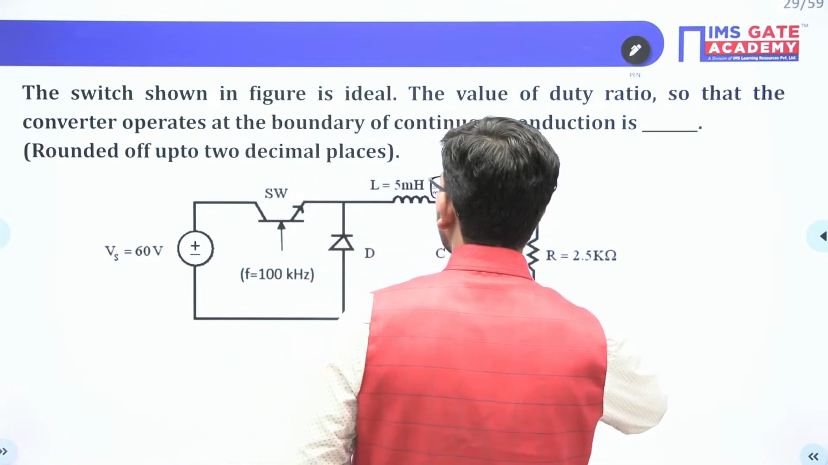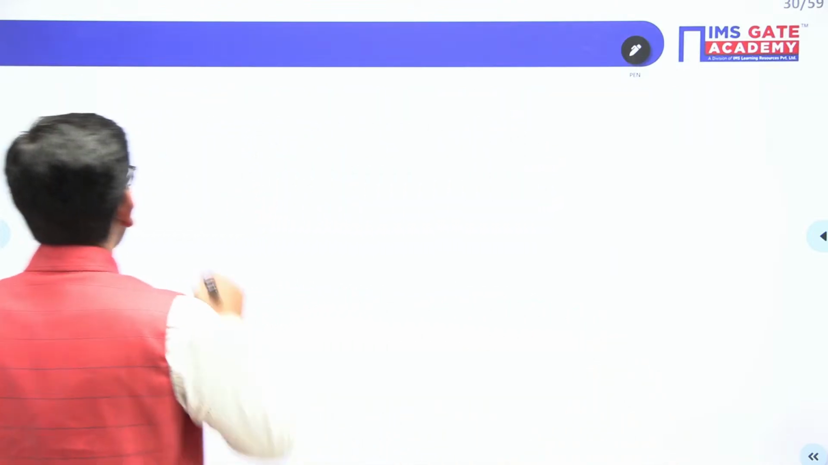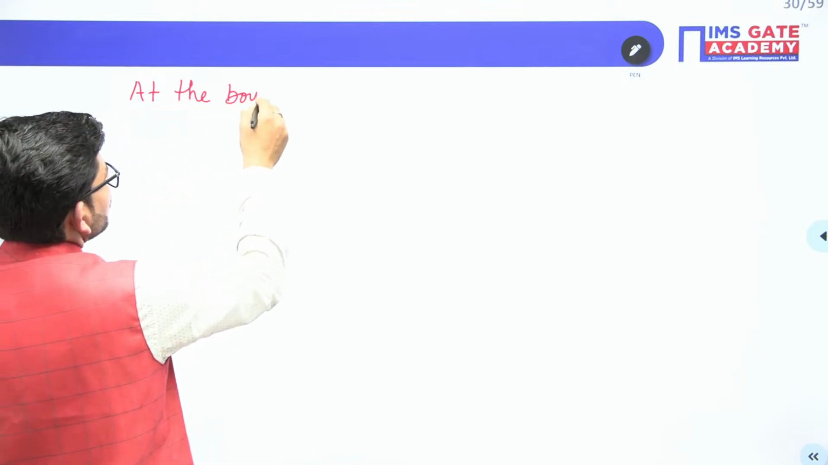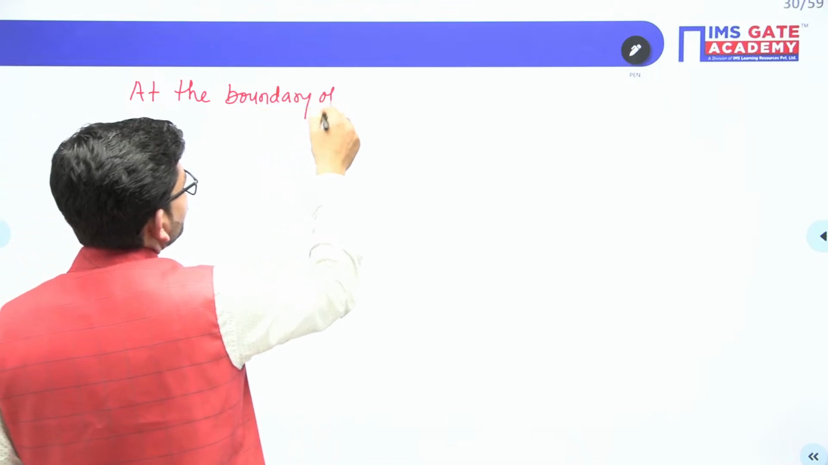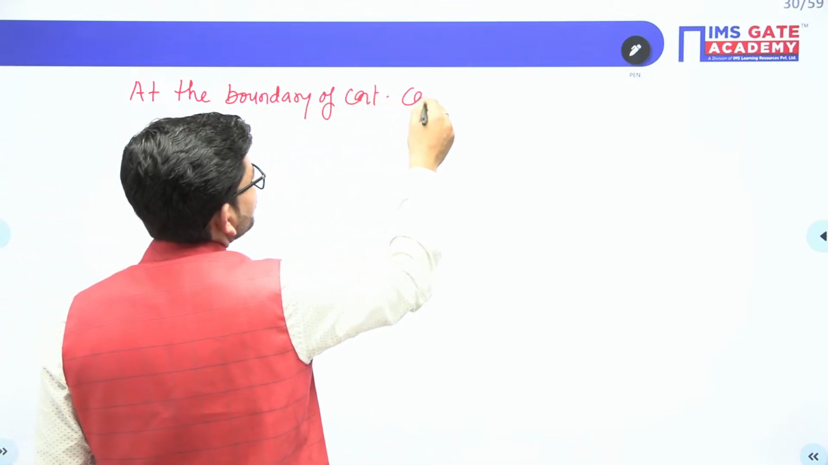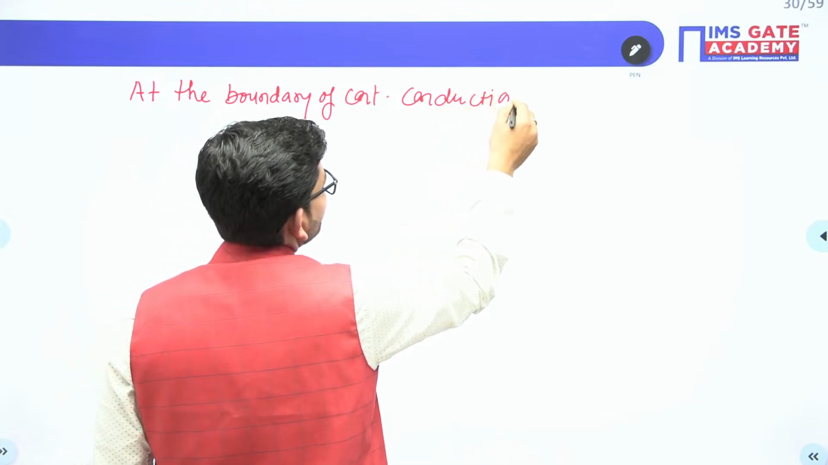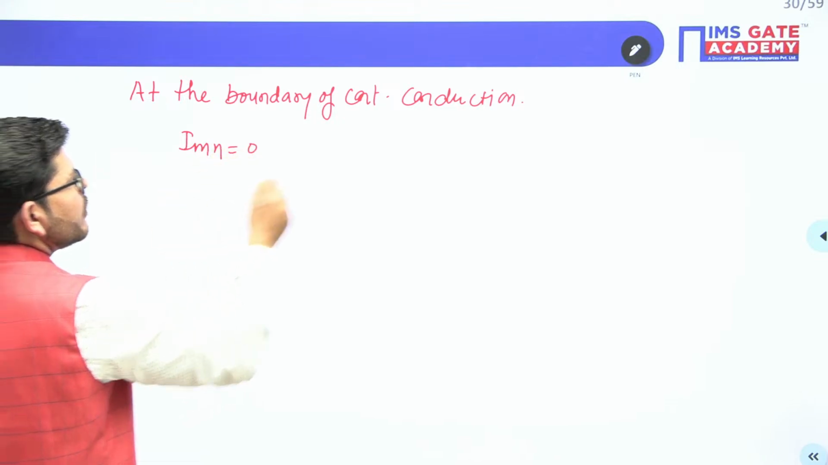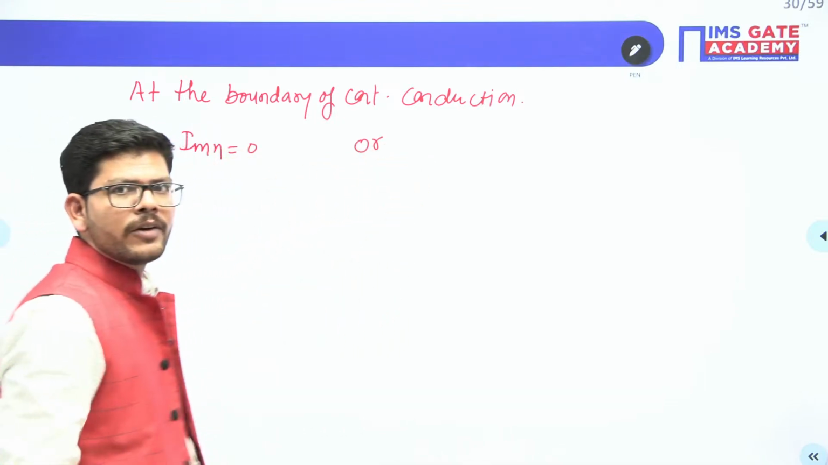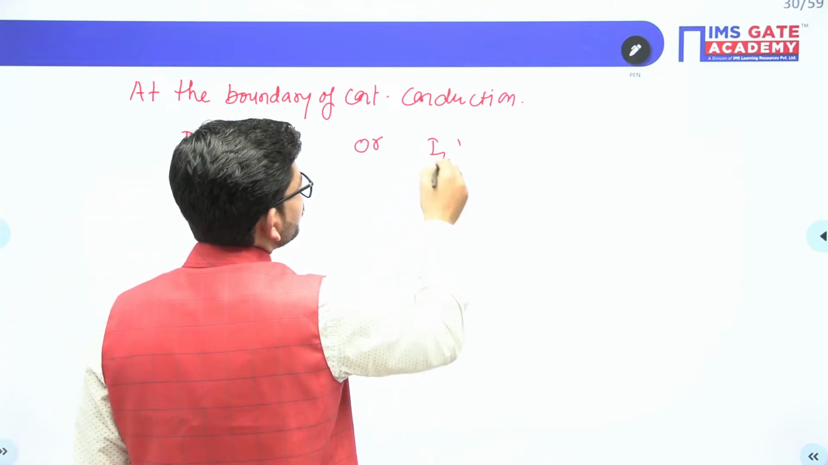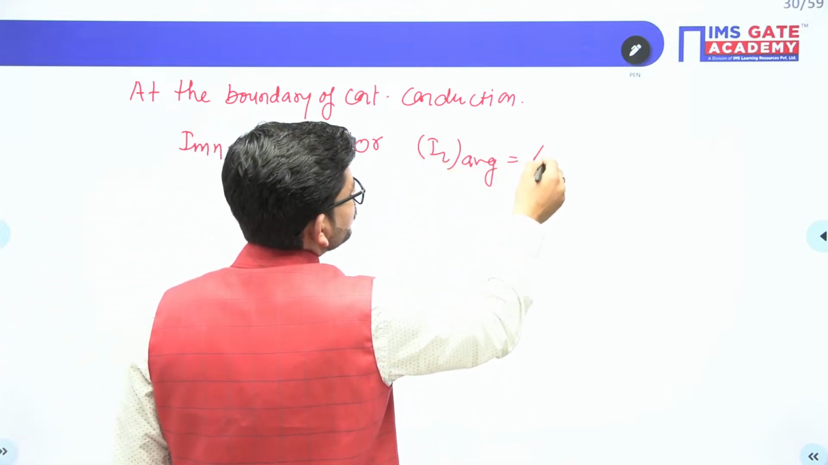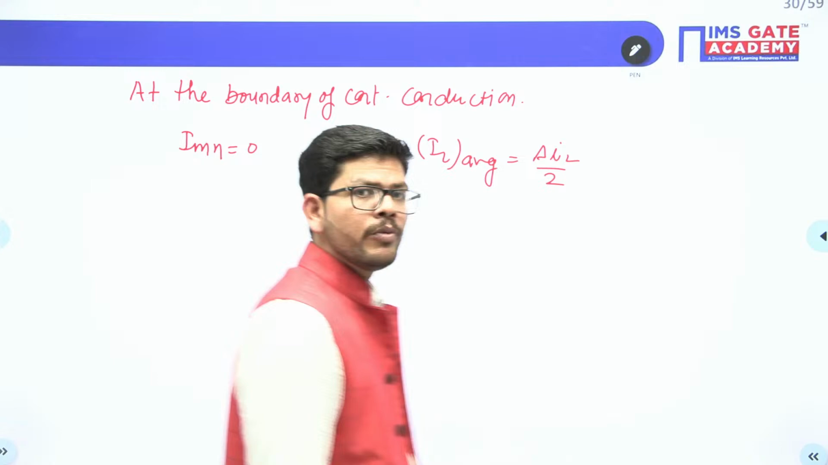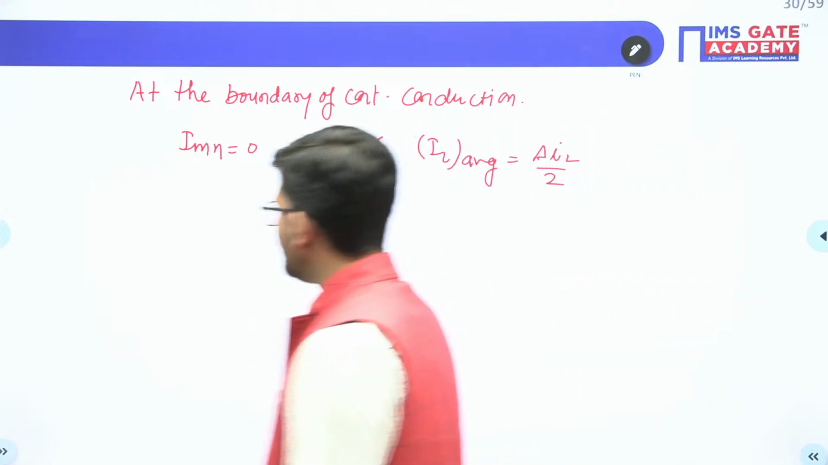This is a buck converter again. So what we have to do? At the boundary of continuous and discontinuous conduction, guys, what happens? Two conditions we can use. Either you can put I minimum to be equal to 0, or what Naru told us, we can also do IL average equals to del IL by 2. Both the conditions, whichever is suitable to you, you may apply that. Okay. So I minimum is equals to 0.